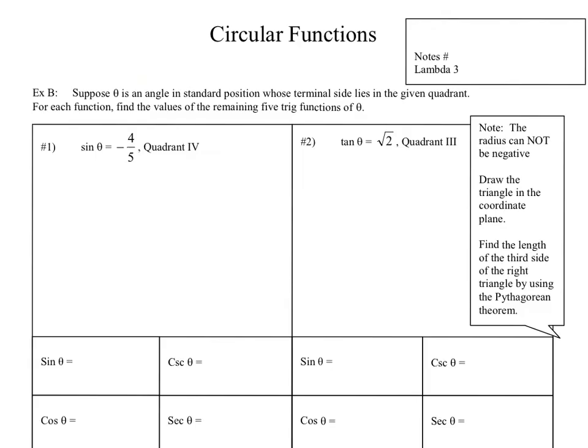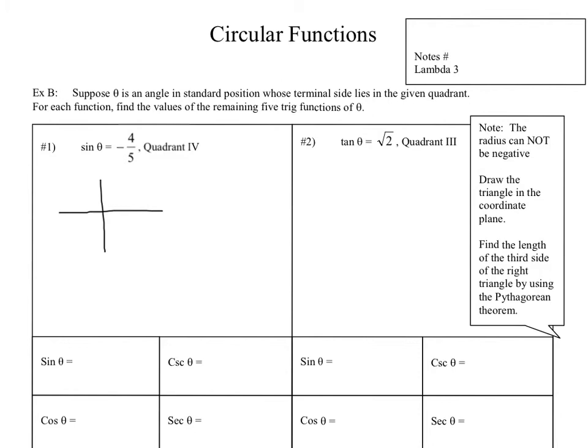Example B appears to be different types of problems than example A, but it's really the same fundamental concept. Suppose theta is an angle in standard position whose terminal side lies in the given quadrant. So like for number 1, quadrant is quadrant 4. Standard position is an angle whose initial side is on the positive x-axis, and whose terminal side rotates someplace, and the vertex of the angle is here at the origin.